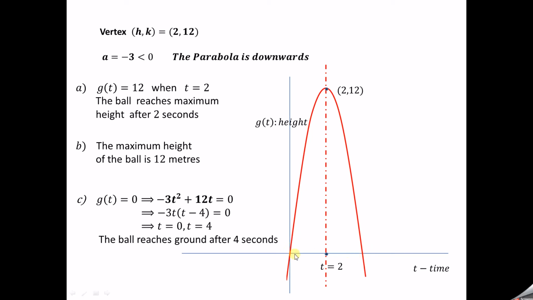So initially the ball is on the ground, that is at time t equal to 0. And again when t equal to 4, it reaches the ground again. In the middle, when t is 2 seconds, the ball reaches its maximum height, which is 12. And again after 4 seconds, the ball reaches the ground, because g(t) equal to 0, g(t) being the height. Height is 0 means the ball is reaching the ground at t equal to 4 seconds.